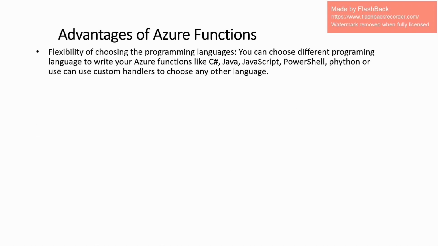Advantages of Azure Functions. Basically, it gives us the programming flexibility of choosing the programming language. You can choose different programming languages to write your Azure Functions like C Sharp, Java, JavaScript, Python, etc.